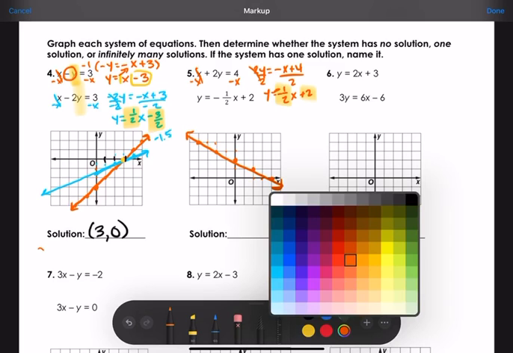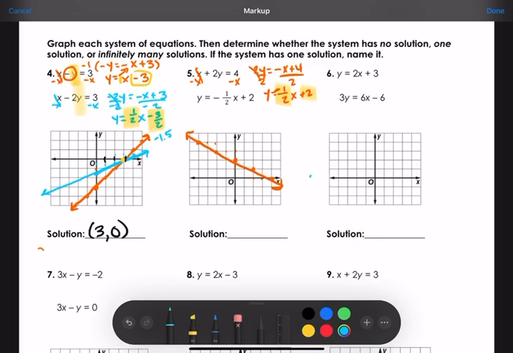Okay, my second line is already in slope-intercept form. That's nice. So I'm just going to highlight my slope and my intercept. My intercept is at 2. And my slope is also down 1 over 2. Look at this. This is one of those situations where the lines are exactly the same. So my solution is infinite solutions. Any point on this line is going to be a solution.